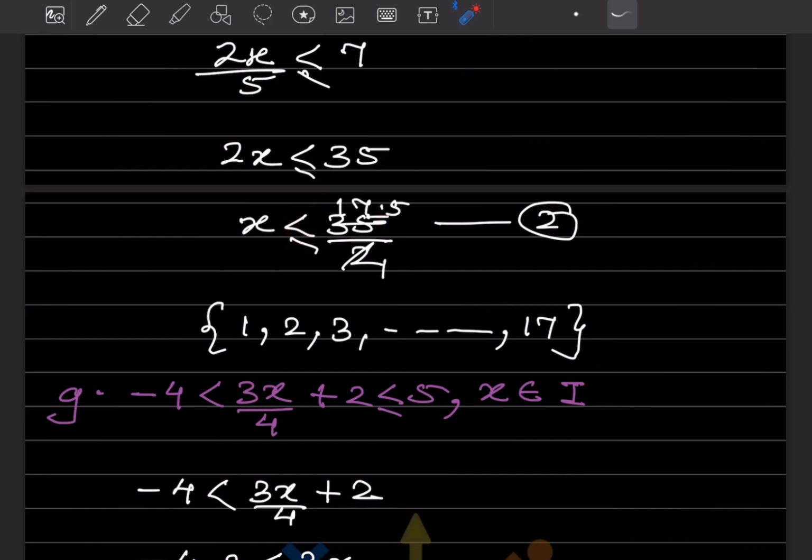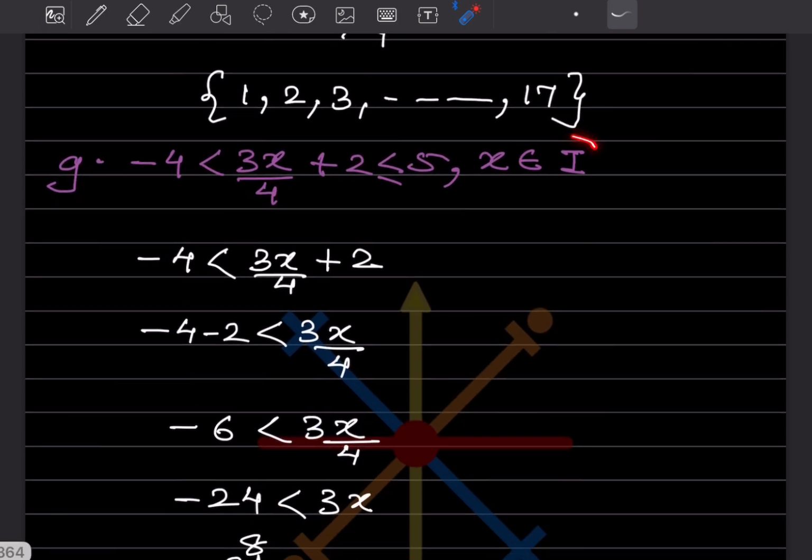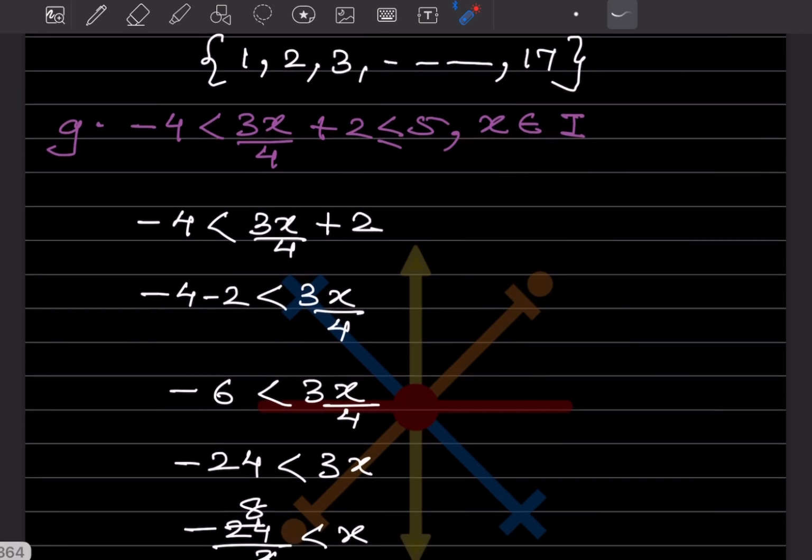So what we'll do, we'll start with 1 because it's a natural number: 1, 2, 3, 4 and so on up to 17. We are not going to consider the 18 one. So that last number should be 17. So this is the solution set for that. Now here x belongs to the integers.